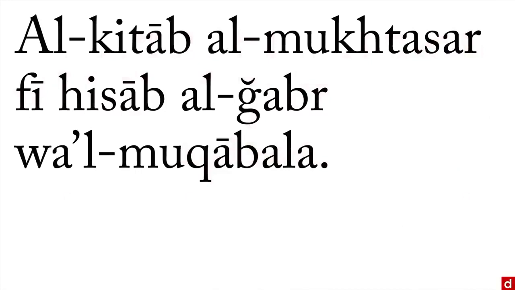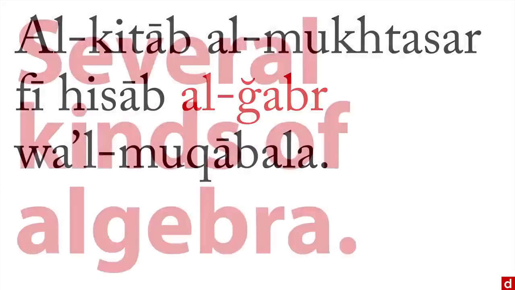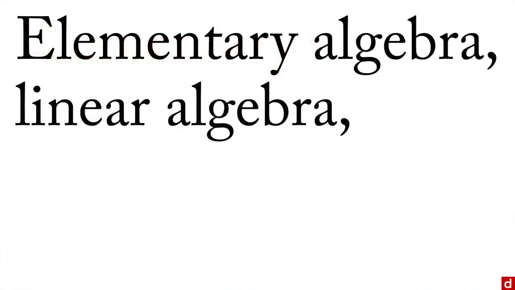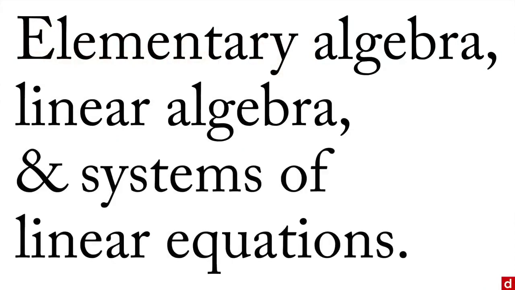Actually, it was called this, which if you transliterate that comes out to this, but look at this word right here. That's the algebra, which means restoration. In any case, that's where it comes from. And for our concerns, there are several kinds of algebra that we're going to talk about. There's elementary algebra, there's linear algebra, and there are systems of linear equations. We'll talk about each of those in different videos.